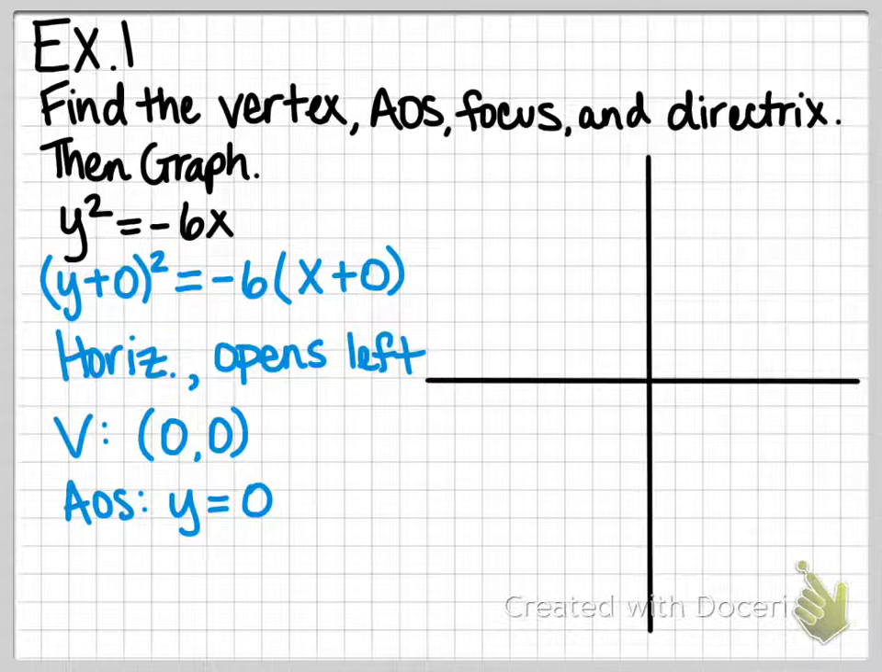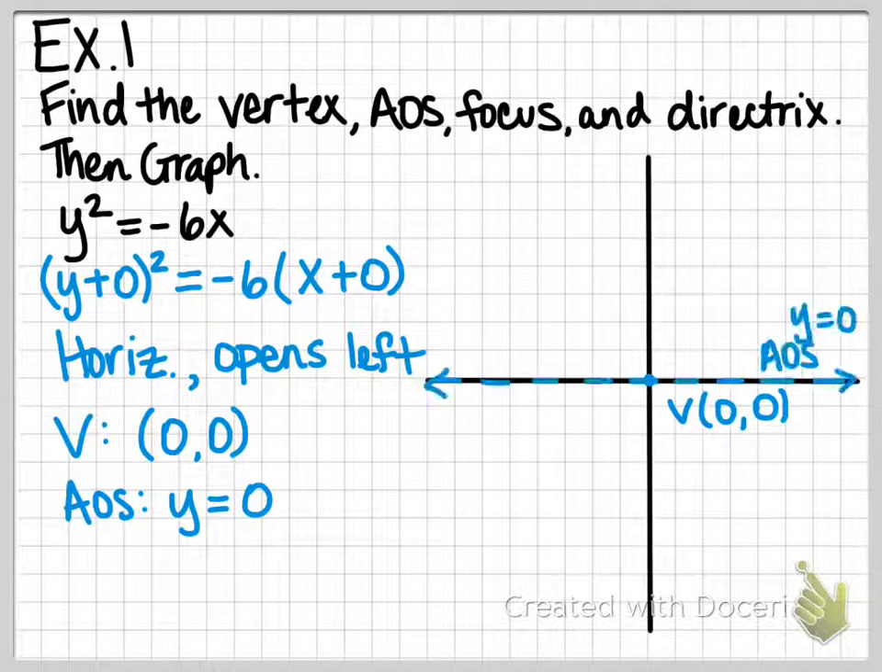So I'm going to graph these on my grid. So the vertex is at 0, 0. The axis of symmetry is y equals 0. Now I need to find the focus and the directrix.